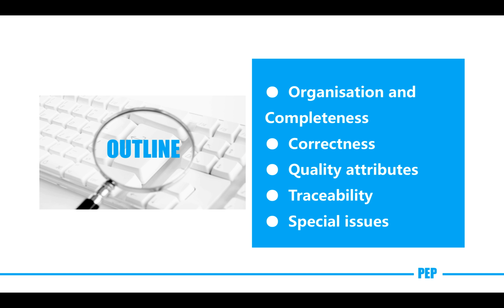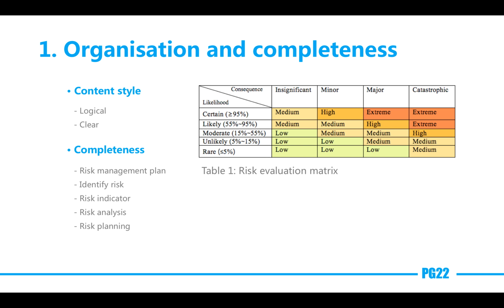The content of this risk management plan is logical and clear. The organization and the completeness of the risk management plan is acceptable, which is given by tutor's feedback. Each section is discussed by group and written by one person. These documents include 5 sections which are used to manage risks, namely plan risk management, identify risks, risk indicator, risk analysis, and risk planning. Each section strictly obeys the regulation and the format from the lecture slides.